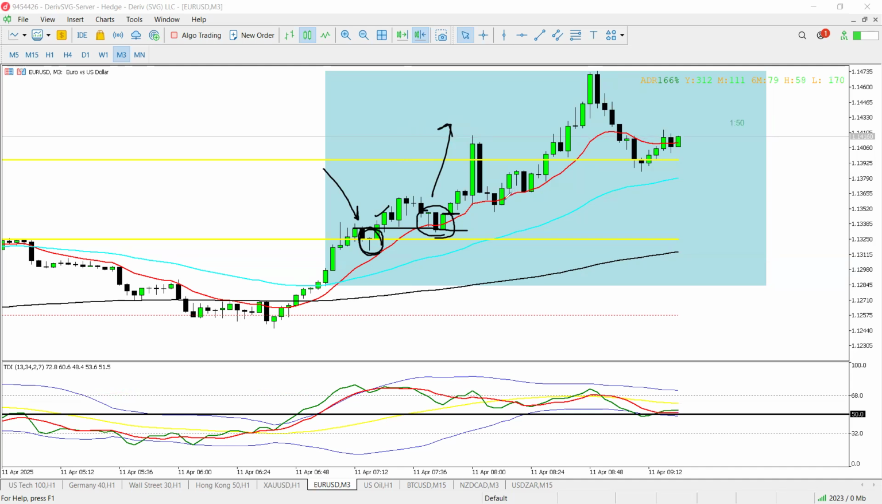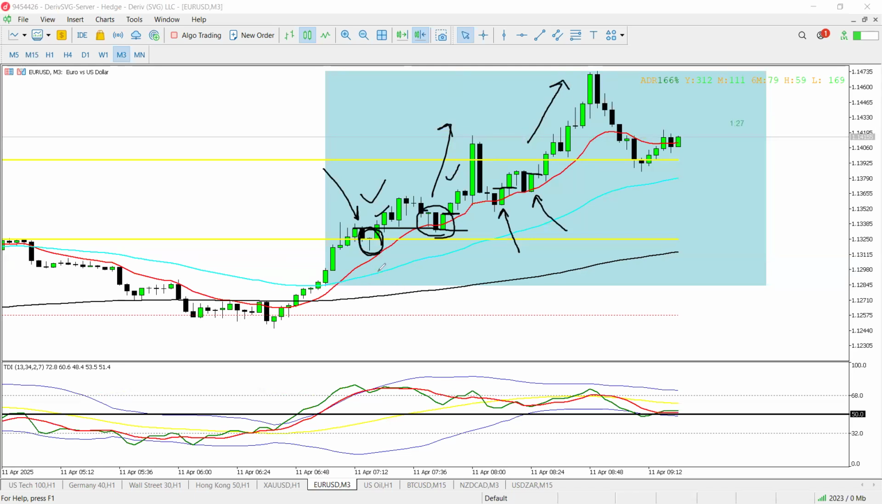But again, good thing is if you miss this, as long as your market is trending, you will always get another entry. So price came again, found support. We got a bullish engulfing, came back again, found support. We got an inside bar. Then from there, price just accelerated.